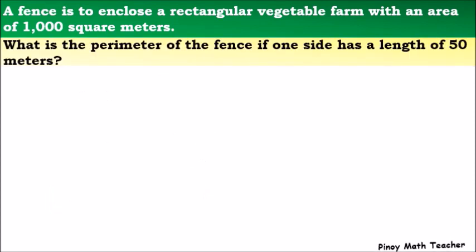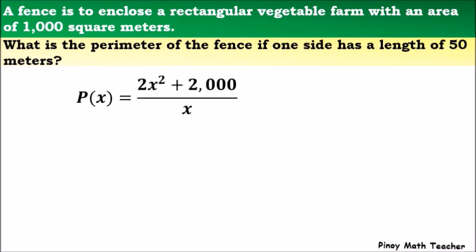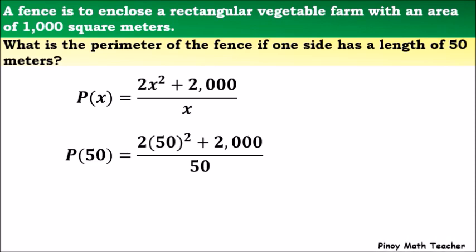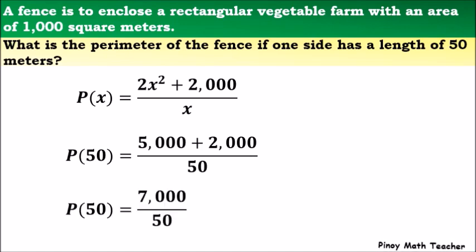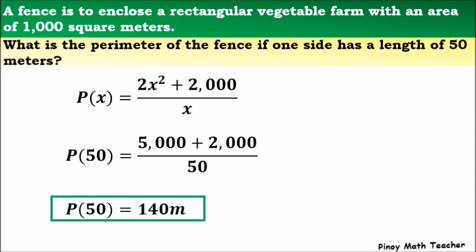What is the perimeter of the fence if one side has a length of 50 meters? So using the same function, replace natin lahat ng x nito ng 50. Okay, so 50 squared, that is 2,500. 2,500 times 2, okay, 5,000. So 5,000 plus 2,000, that is 7,000. So divide natin to by 50. Okay, 140 meters. So pag ang length ng isang side ng rectangle ay 50, ang perimeter ay 140 meters.